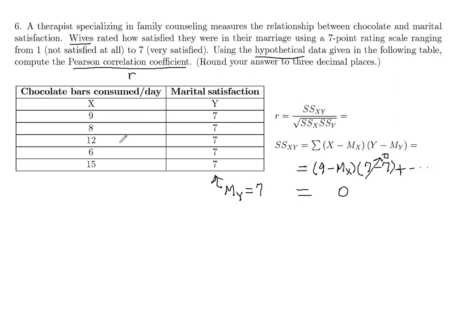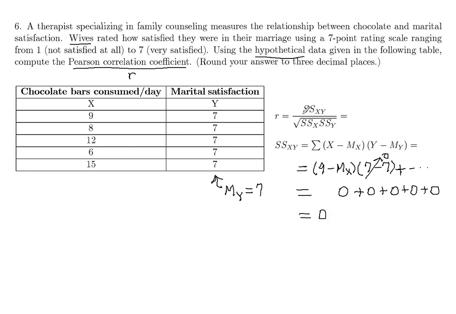For 8, 7, 12, 7, 6, 7, 15, 7, all of them have a y coordinate of 7, so all of them are going to have the x value minus the mean of x, which is some number, times 0. Well, a number times 0 is 0, so this is really just adding up 5 zeros, because the second piece of the multiplication is always going to be 0.